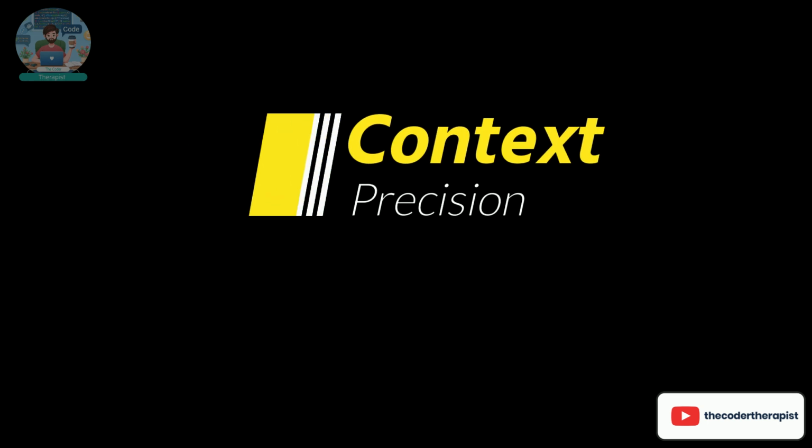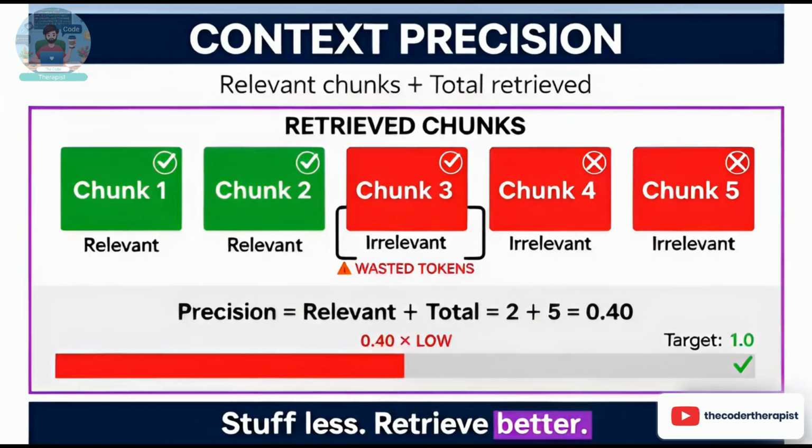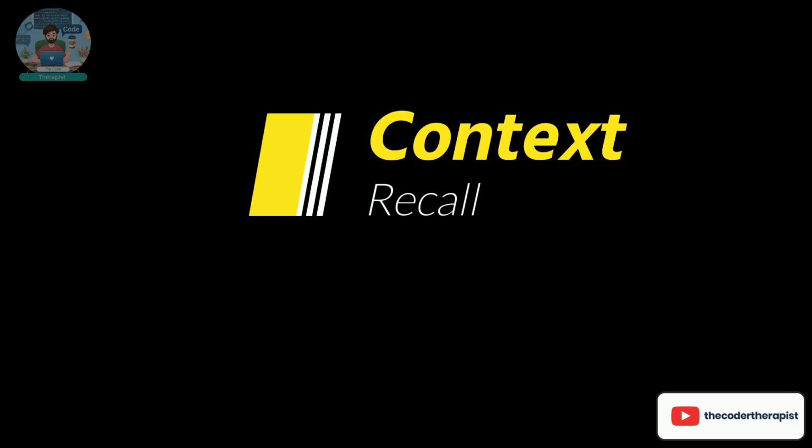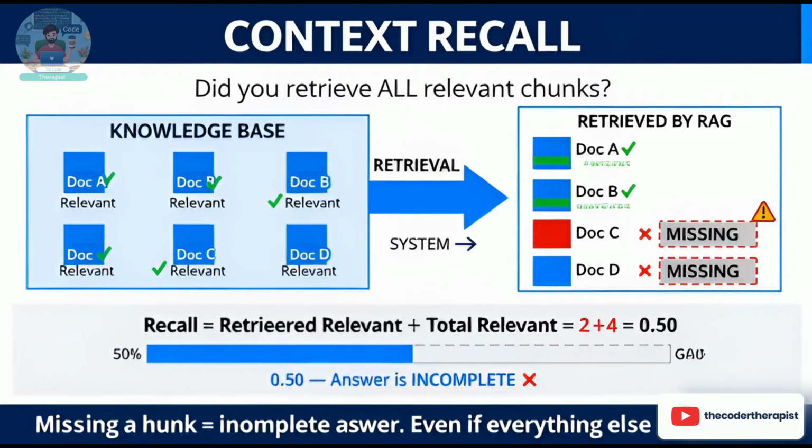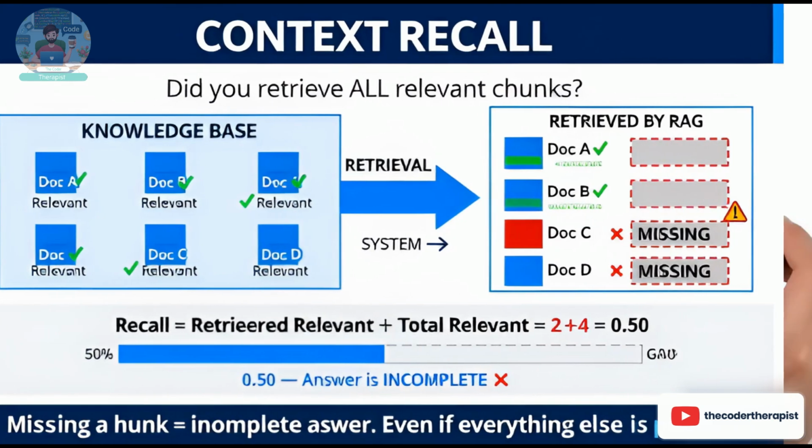A factually correct but off-topic answer scores low here. 3. Context precision. Of the chunks you retrieved, how many were actually relevant? If you're stuffing irrelevant context into the prompt, you're wasting tokens and confusing the model. 4. Context recall. Did you retrieve all the relevant information? Missing a critical chunk means your answer is incomplete, even if everything else is perfect.